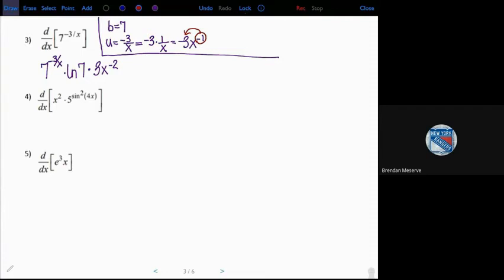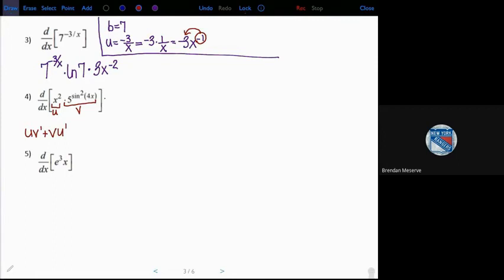Product rule. Awesome. This is multiplying two functions. This is x squared is u, and 5 to the sine squared 4x, that's my v. So product rule is u v prime plus v u prime. Again, something that you have to have memorized. You're not going to get a rule sheet.